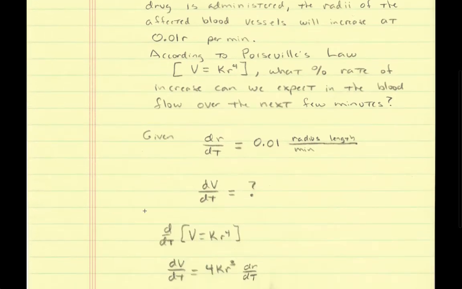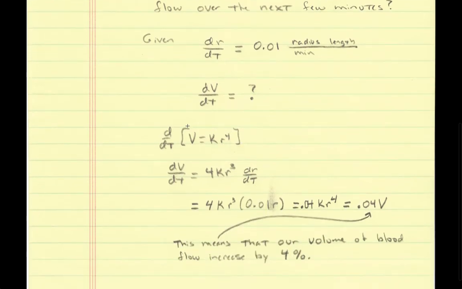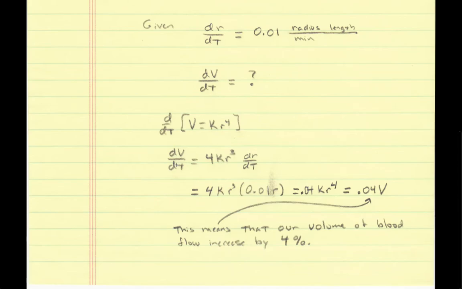So, given the rate at which the radius is increasing, 0.01 radians per minute, and again, different veins are different sizes, what is my volume? Well, I take the derivative of this with respect to time. I get 4kr cubed dr/dt. Put in, for my volume, the rate at which it's changing. Leave my volume blank, that's what I'm looking for.